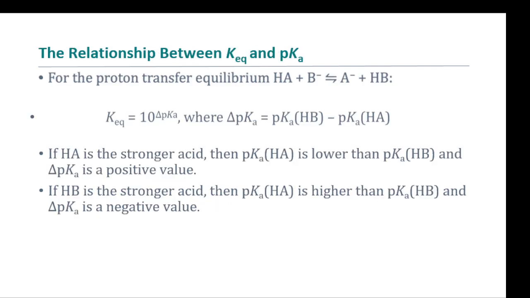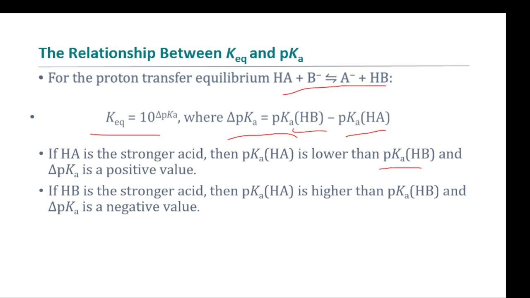Okay. So this is going to be the proton transfer equilibrium right here again. And again, this is where the Keq equals 10 to the change in the pKa, where the change in the pKa equals the pKa of HB minus the pKa of HA. When HA is the stronger acid, the pKa of HA is going to be lower than the pKa here, and so your pKa difference is going to be a positive value. This is how you tell which is going to be stronger and how much stronger.